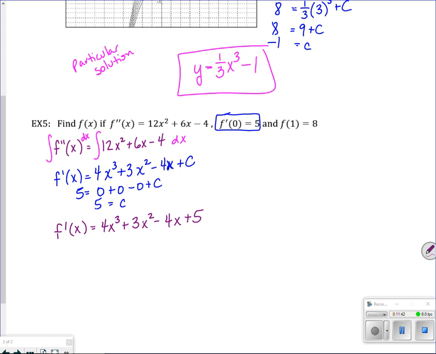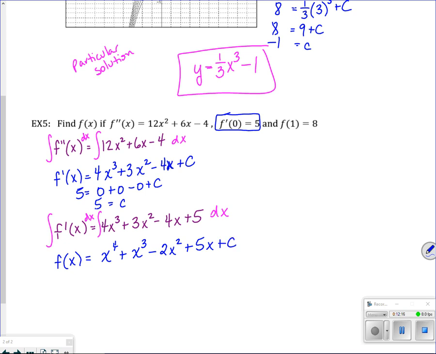And then I just get to repeat the process because it didn't ask me what f prime was. It asked me what f was. So once again, I'm just going to integrate with respect to x. That would give me f of x. And when I do the integral, x to the 4th divided by 4 would be 1. That would give me x cubed minus 2x squared plus 5x plus c.